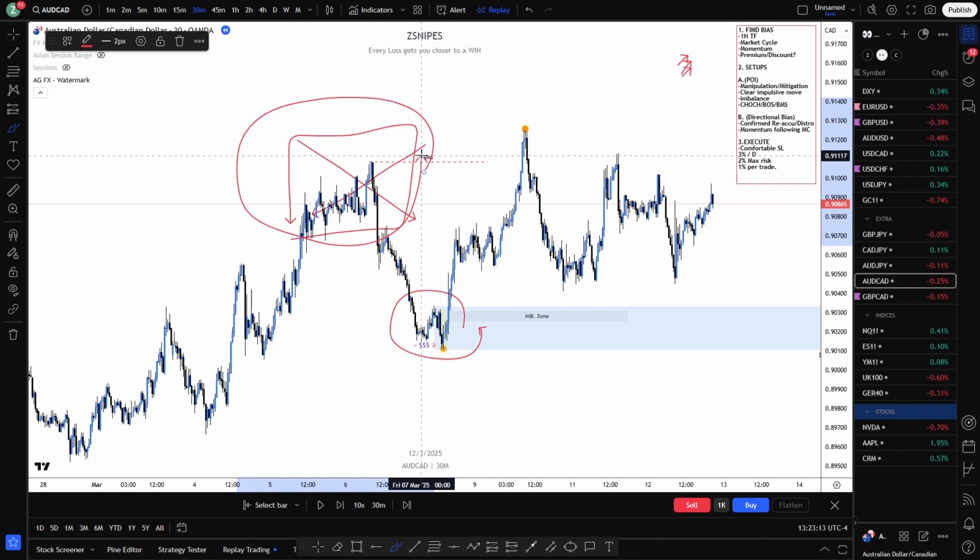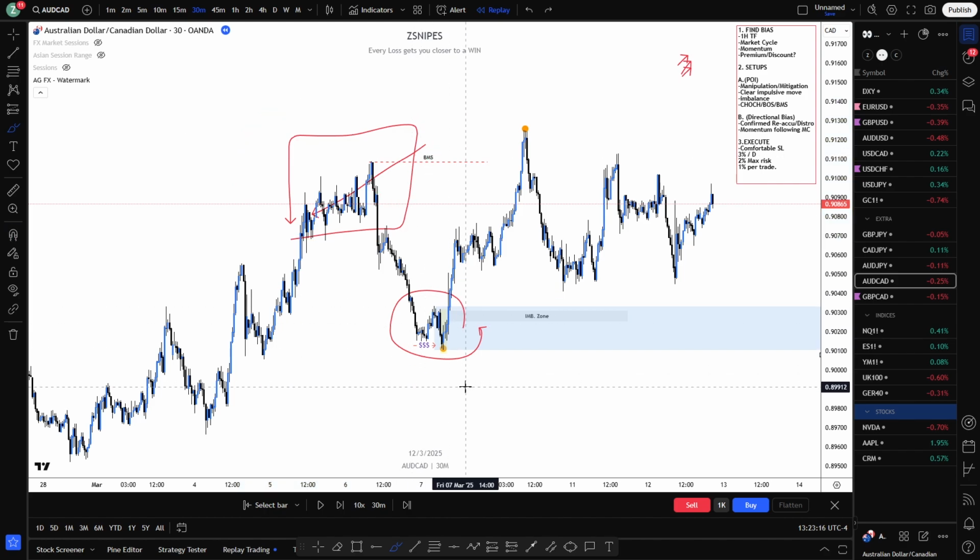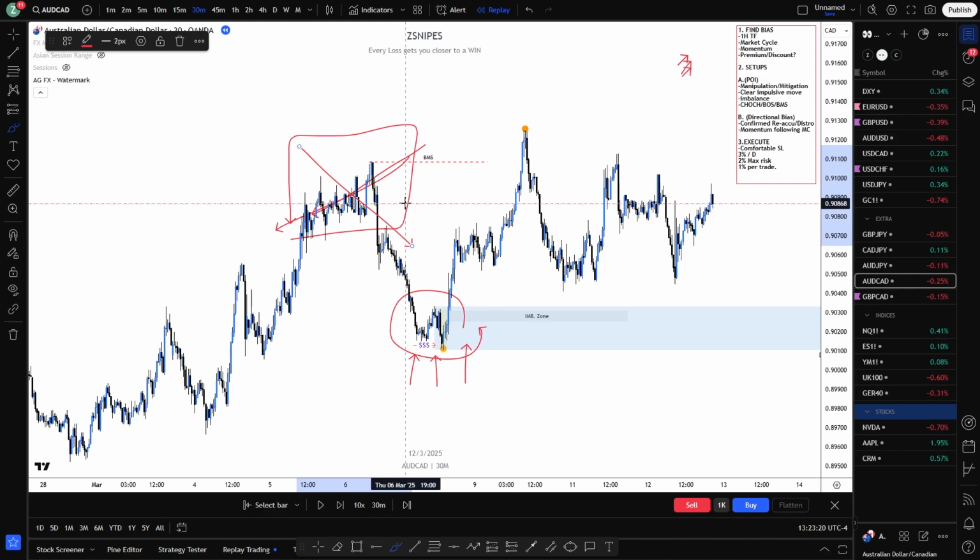Okay. So what does that mean? That means if this area invalidates that clear distribution, that means that these sellers here are weak. What does that mean? That means these buyers here are stronger than these sellers, which is confirming that our trend is still bullish. It's confirming that buyers are still in control of the market. Okay.